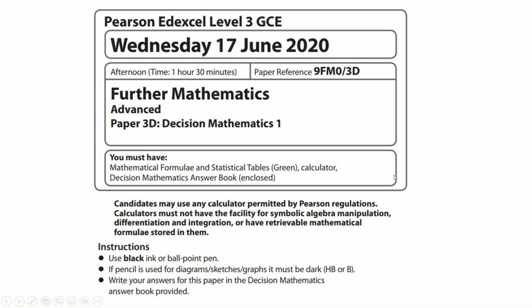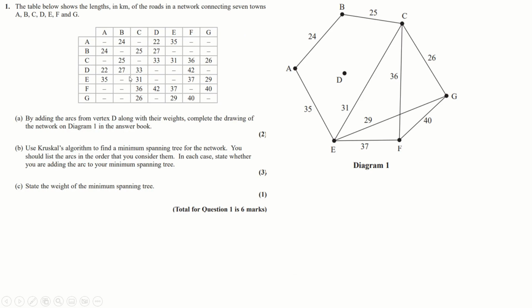This is the D1 Decision 1 exam from 2020. Let's just do it. So, the easiest 2 marks in probably all of A-level further maths is just to figure out from this table that D connects to A, B, C, and F. So you're going to draw some lines to those, and then you're going to label them with these numbers. Oh, wow, that was complicated.